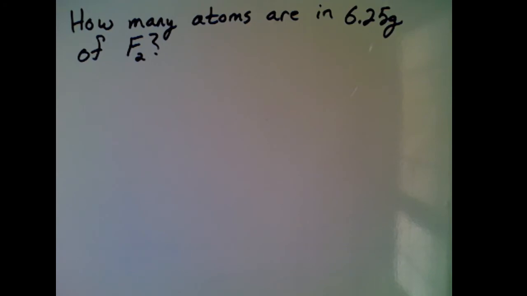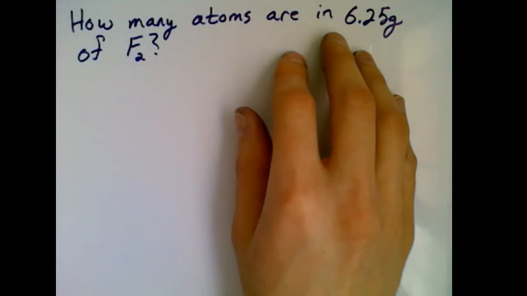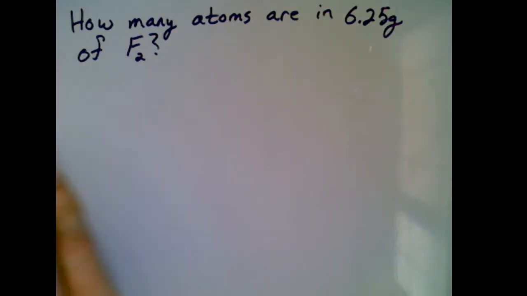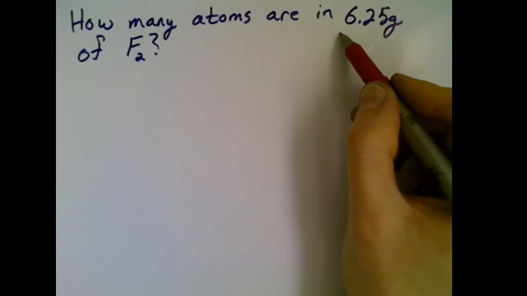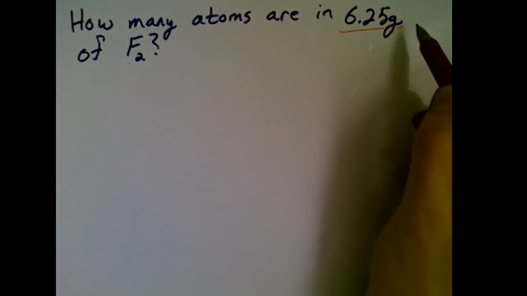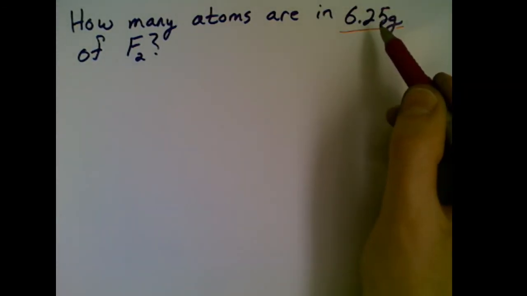So what we're going to do is another example, and this example is going to incorporate everything that we've done so far. So we need to first of all read it carefully, think about what we can convert and how we can do that. So let's take a look. So here's what we're doing this time. How many atoms are in 6.25 grams of F2? So we're starting with grams, which is what we did in our last video.